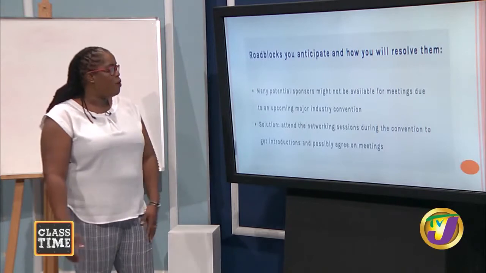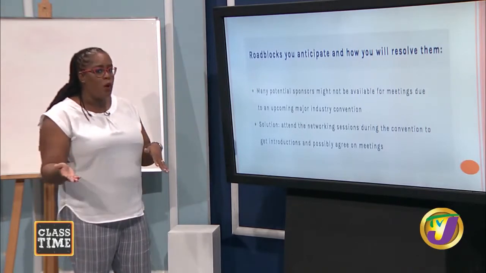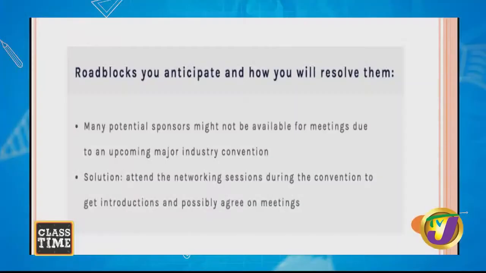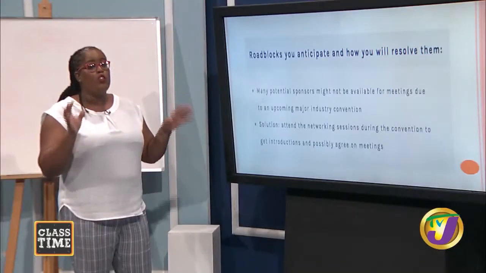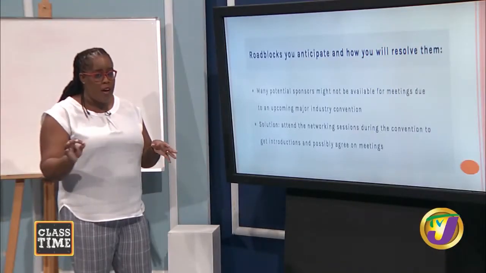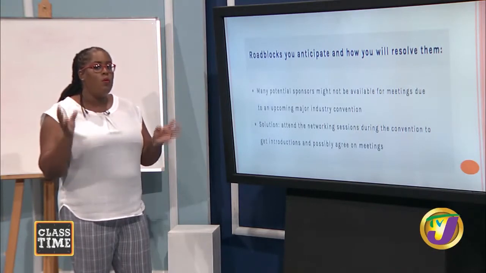And here is an example of how you would include roadblocks in your progress report. Many potential sponsors might not be available for meetings due to an upcoming major industry convention. Solution: attend the networking sessions during the convention to get introductions and possibly agree on meetings. So this person identified the roadblock, but also included the solution. So identify the roadblocks, but include a solution.